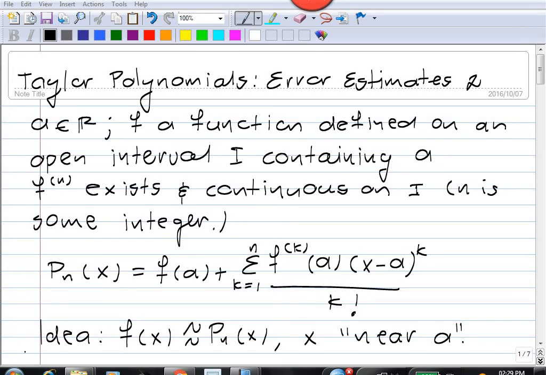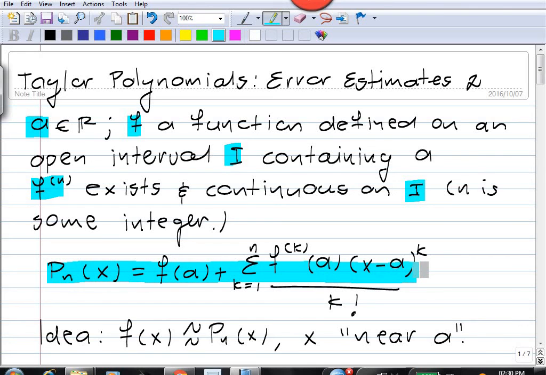Hello. In this video I want to discuss further use of the bounds for the error term when approximating a function by its Taylor polynomials. And so just to recap, we have a real number a and a function f defined on some open interval I containing a. And if this function has an nth derivative which exists and is continuous on the interval I, then we can write down the Taylor polynomial Pn(x) for f about x equals a. It's given by this expression here.